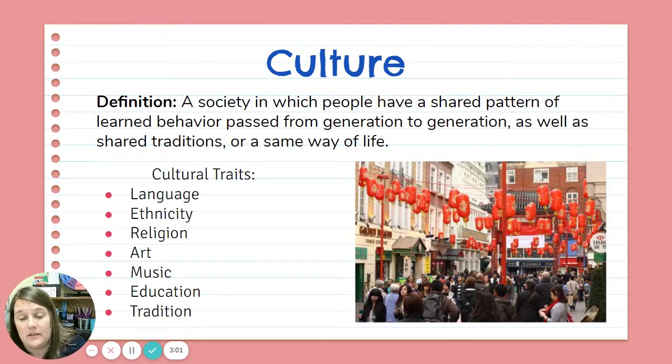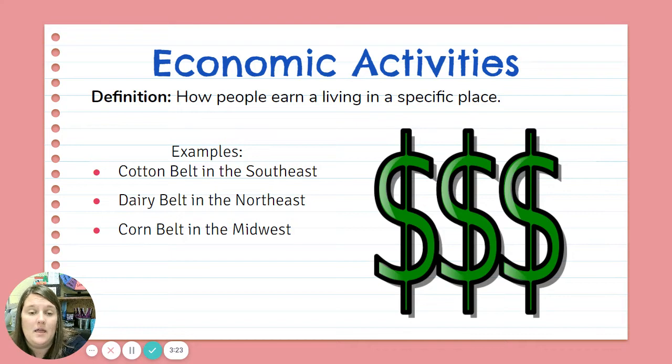Some cultural things that we will look at are language, ethnicity, religion, art, music, education, traditions. You can also look at holidays, food, dress and like what people wear. These are all kind of the fun parts of culture. Go ahead and pause this and take notes on culture. You need the definition and some different trait examples.